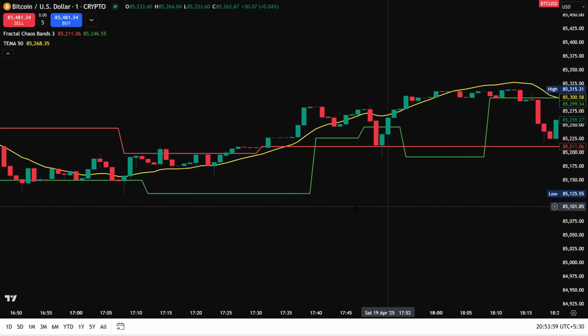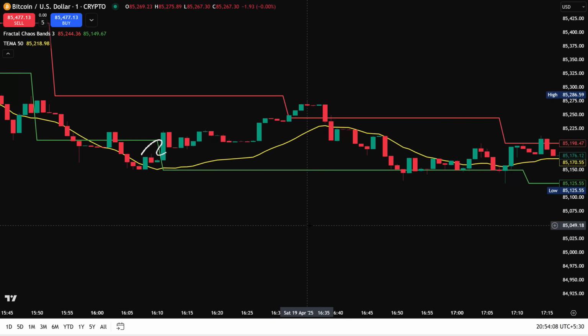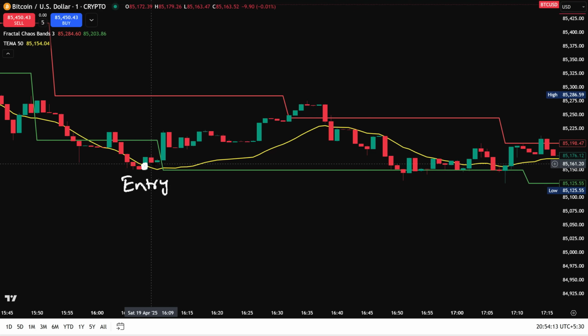Entry signal. We always start by looking for price to cross above the TEMA yellow line. This is our buy signal. It's the point where we expect the price to potentially move higher. In this example, we see the price crossing above the yellow line, which is our clear signal to take a long position. To add an extra layer of confidence, we look for confirmation from the fractal chaos bands. In this case, the slope of the fractal bands also formed in our favor, signaling that the market momentum is aligning with the buy signal. This gives us even more confidence to enter the trade.